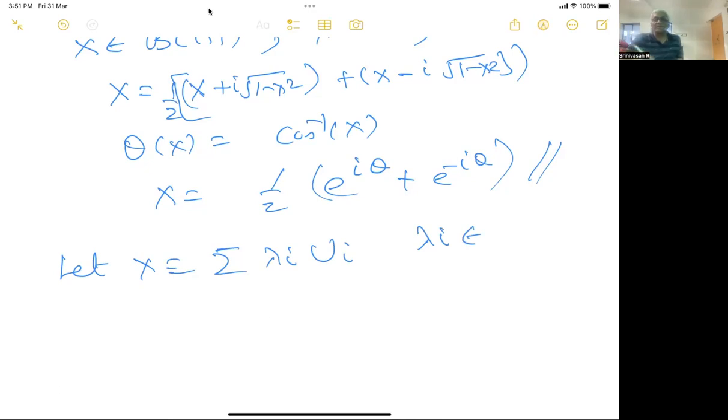There is a lag between what I write and the screen. Here itself I see the lag. I don't know, when it is connected, it becomes slow, or the pen dropped once. Lambda_i in C and oops, not that, U_i unitary. See, I can't see what I'm writing. After some time only I can see what I'm writing. Okay, it's unitary.